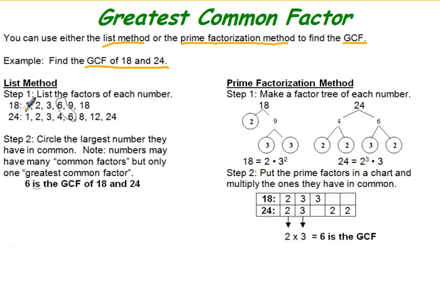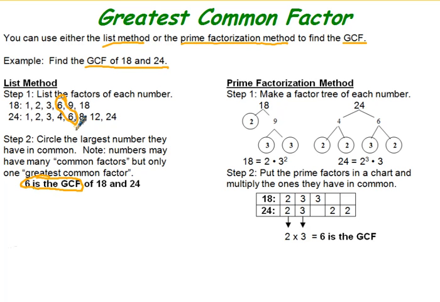Use your math facts. For 18, you would have 1 times 18, 2 times 9, 3 times 6. For 24, you would have 1 times 24, 2 times 12, 3 times 8, 4 times 6. Circle the largest one they have in common, and that is your greatest common factor. So 6 is the greatest common factor. Now note that they'll have several common factors, but you want the greatest one.